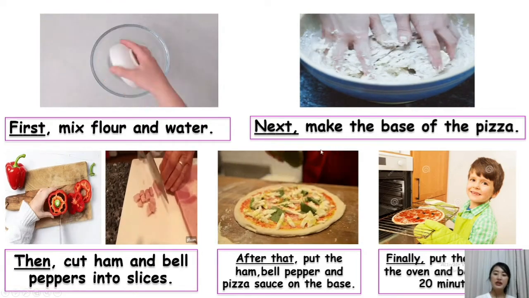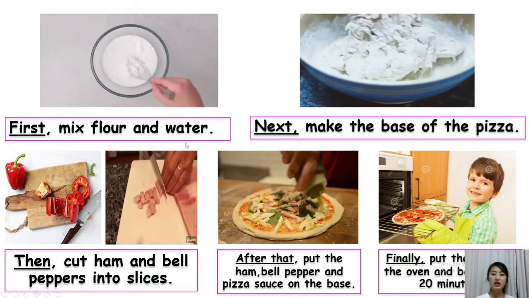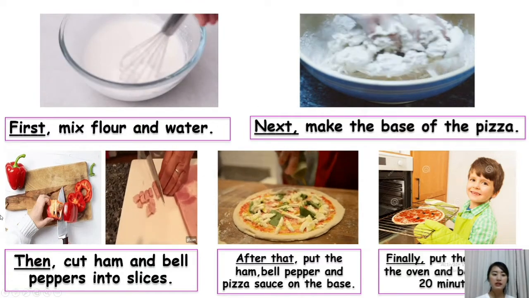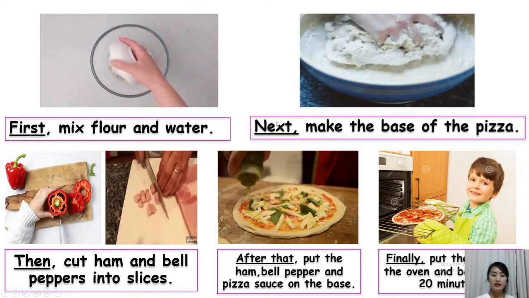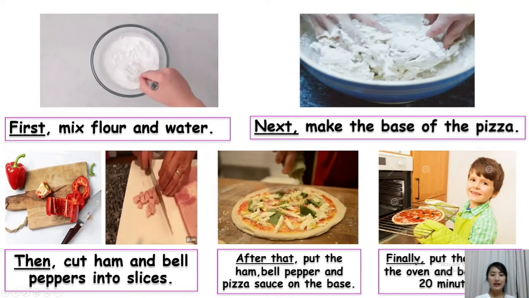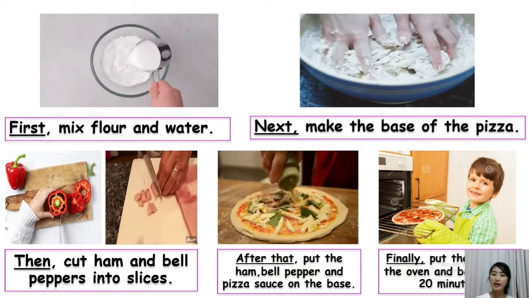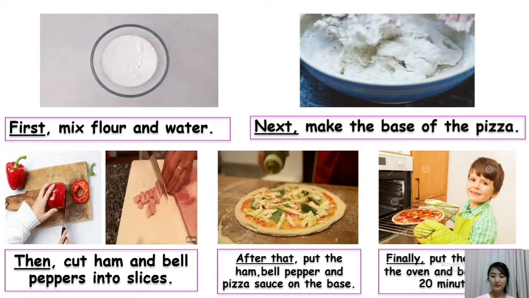So these are the steps in making a pizza, simple pizza. In here, we use the transition words first, next, then, after that, finally. We use them to show the steps in making pizza.